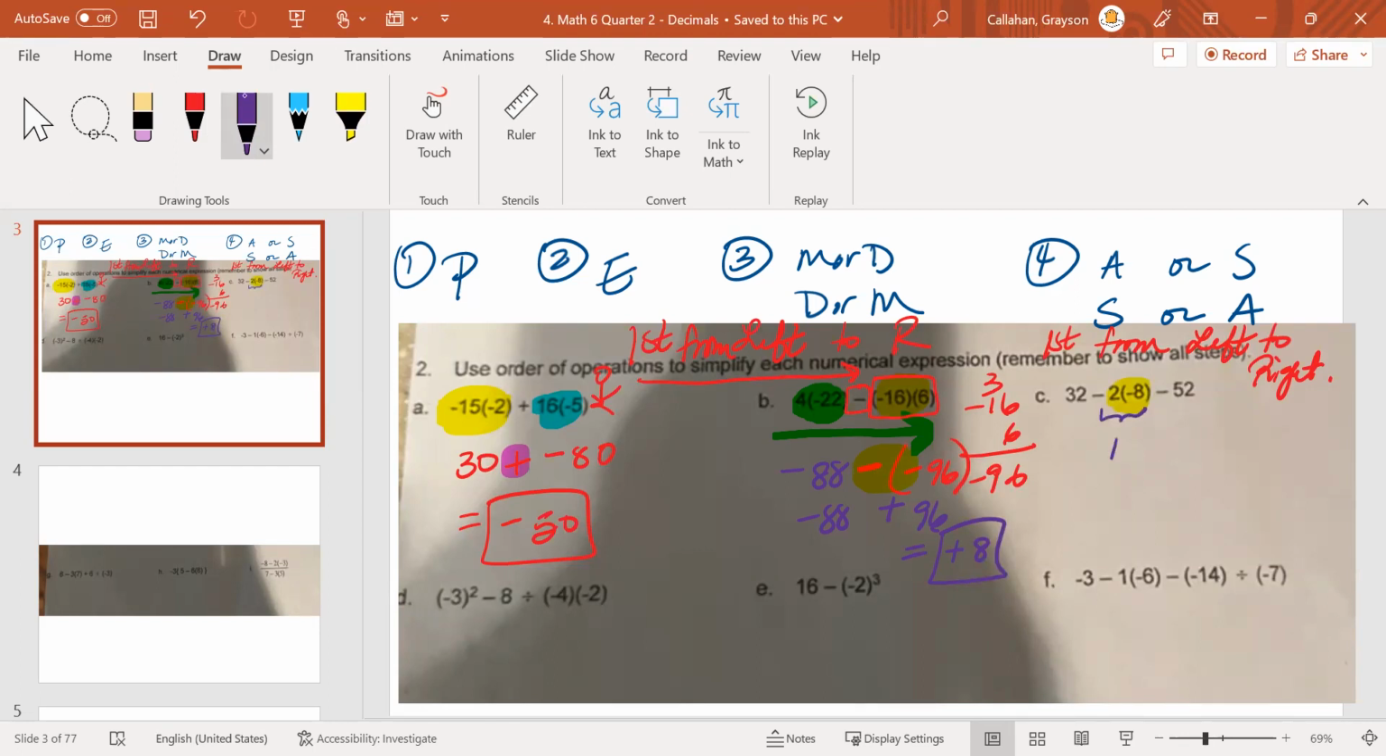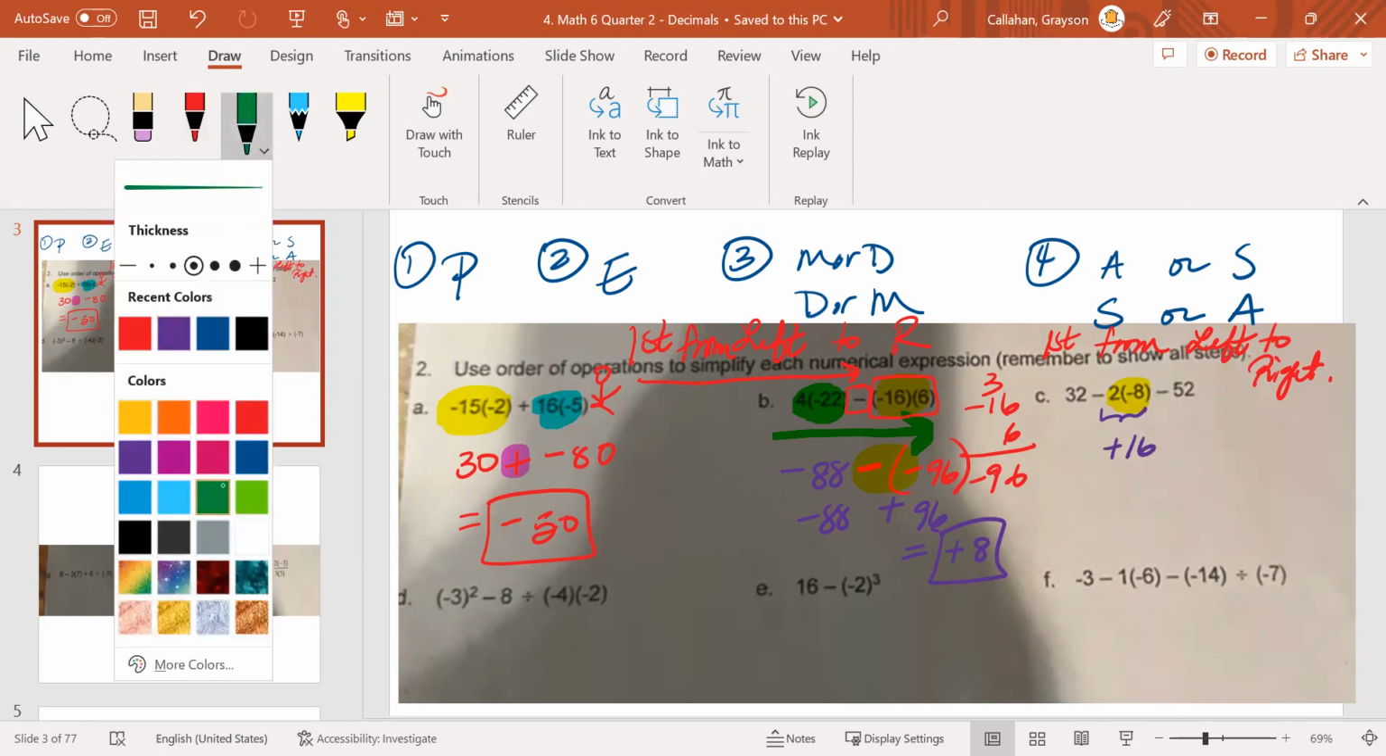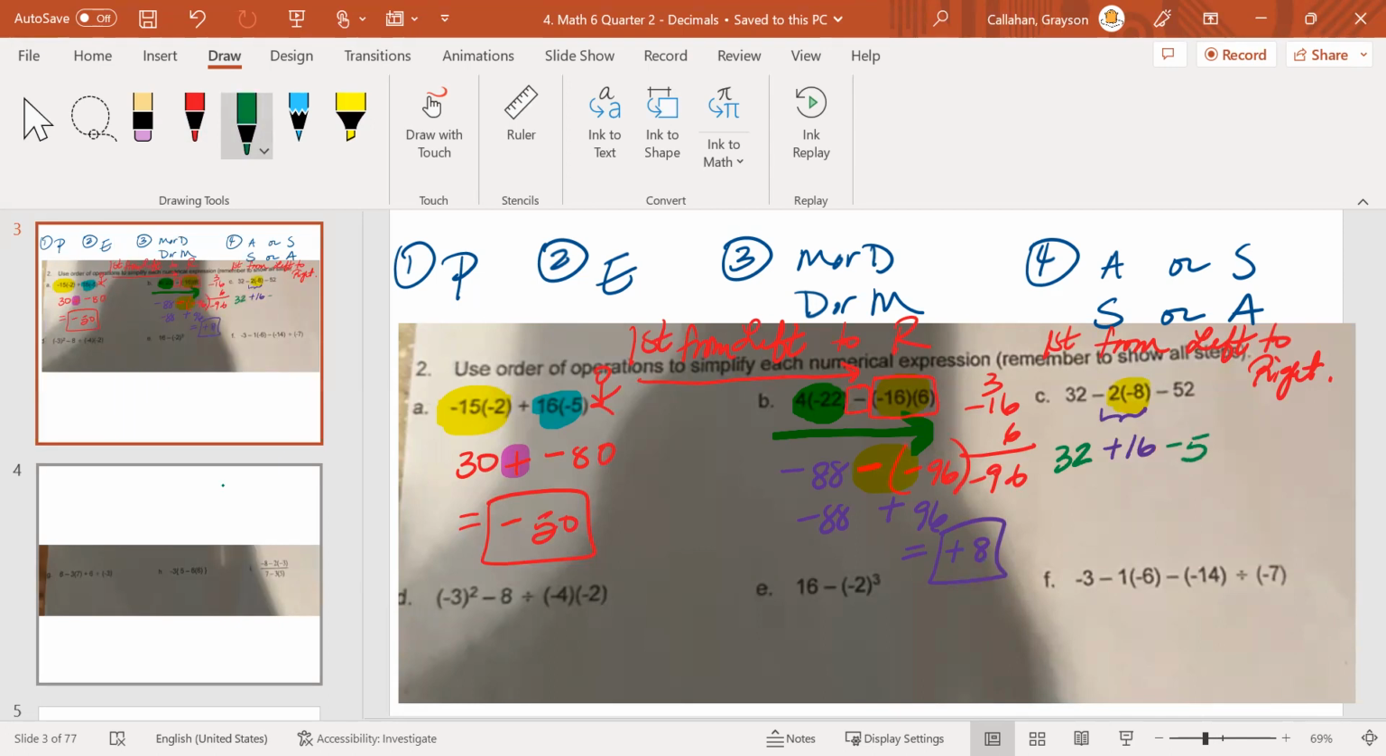Negative 2 times negative 8 is a positive 16. Then you're going to go ahead and write everything else down. So that's a 32 plus 16 minus 52. You just do one step at a time, okay?